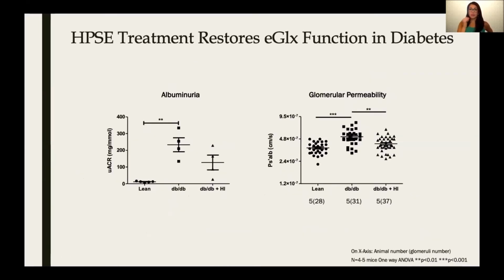Looking at glomerular function in these studies, we found that albuminuria was significantly increased in the diabetics, which we would expect. However, it was not significantly increased when the inhibitor was given. Using the permeability assay, which is a more sensitive and direct measurement of glomerular albumin permeability, we found that there was a significant increase in the diabetic mice, and that was significantly reduced when the inhibitor was given. So it's suggesting that the heparanase inhibitor is not only having restorative effects on glycocalyx structure, but also function.